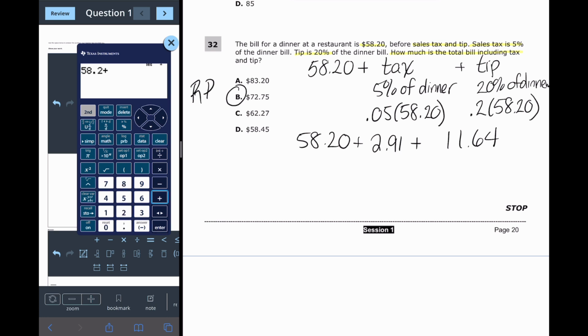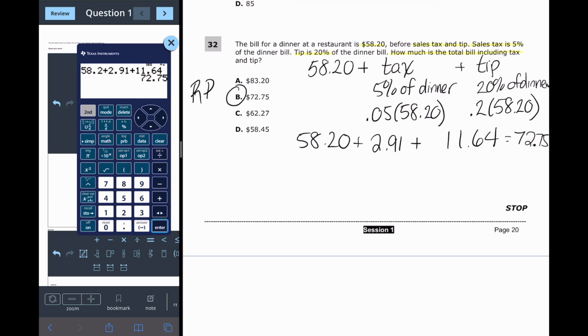58.2 plus 2.91 plus 11.64. And all this would equal 72.75. So that is dinner plus tax plus tip. There it is. B. Done. Now, there is a second way that I can show you that also works.